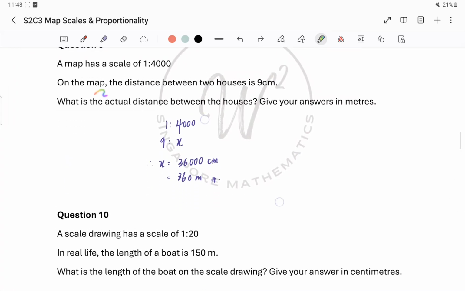Alright, so question 9 here on the map, the distance between two houses is 9 cm. So from the ratio itself, I'm going to substitute 9 into the ratio and put x as the unknown, which is the actual distance between the houses. From here we will do cross multiplication and you will get that x equals 9 times 4000, which is 36,000, and you will find that the actual distance is 36,000 cm. But the question asks you to give your answer in meters, so you need to change it to meters.